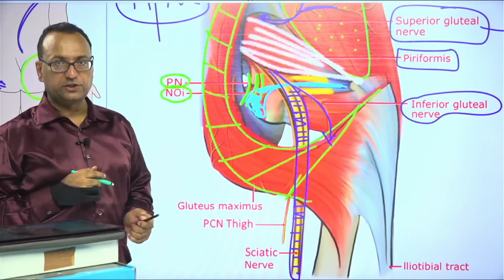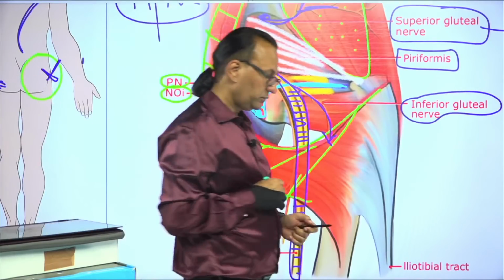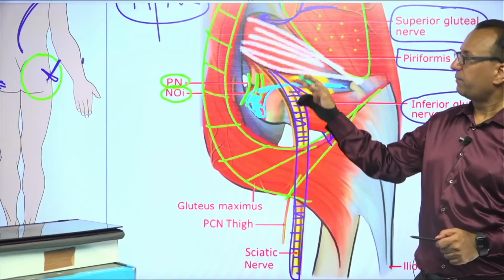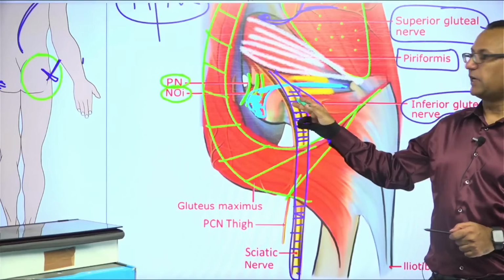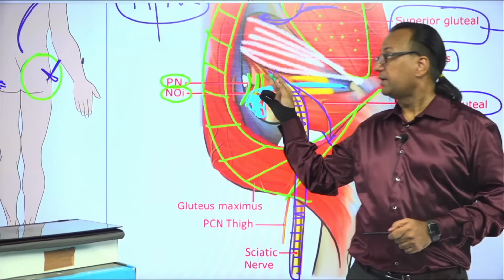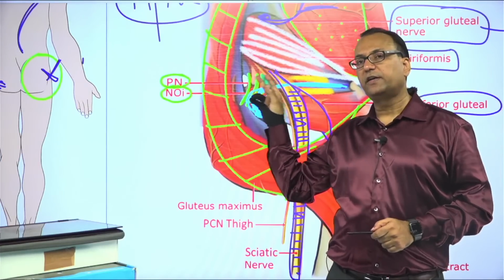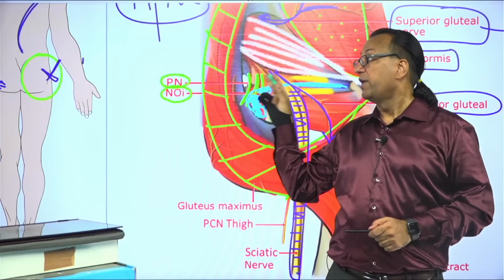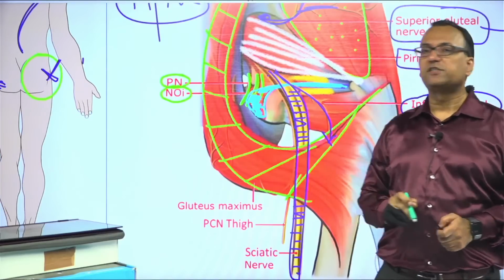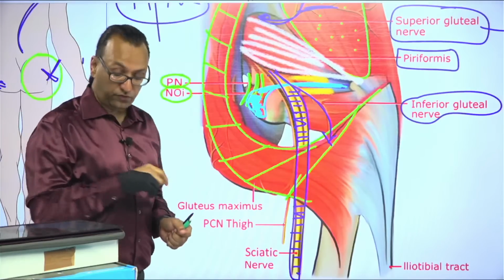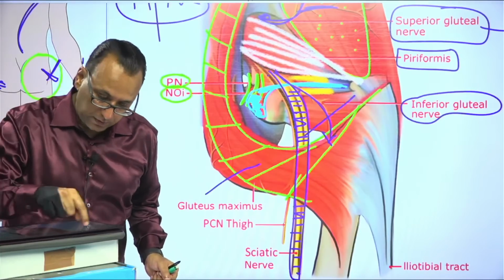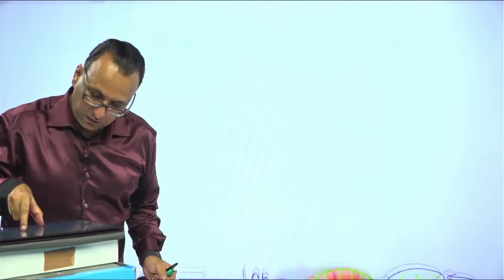So below piriformis, which nerves are coming? In the greater sciatic foramen below piriformis come the inferior gluteal nerve, the sciatic nerve, the pudendal nerve and the nerve to obturator internus. But obturator internus itself is not in the greater sciatic foramen. So I hope that answers our question.